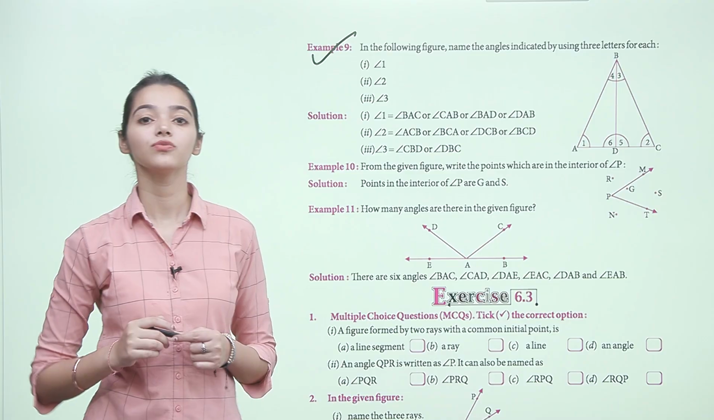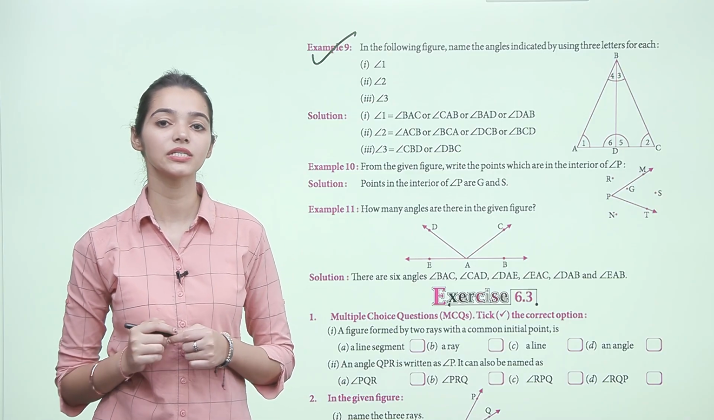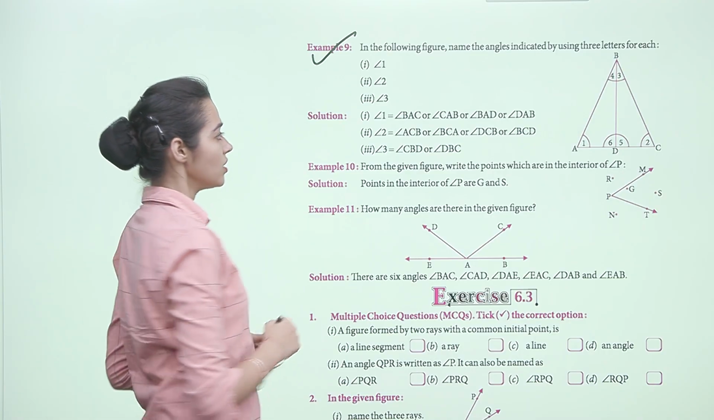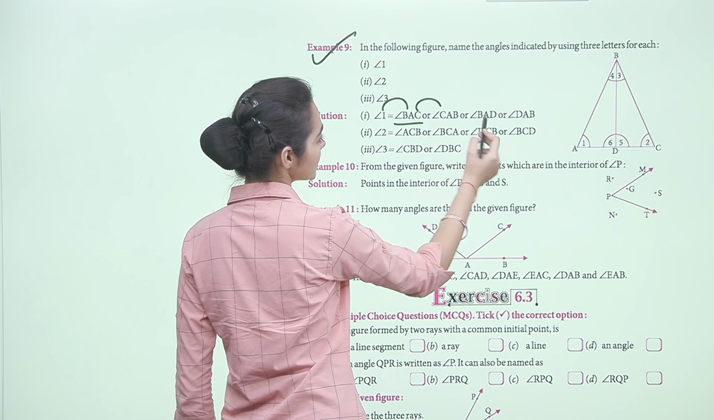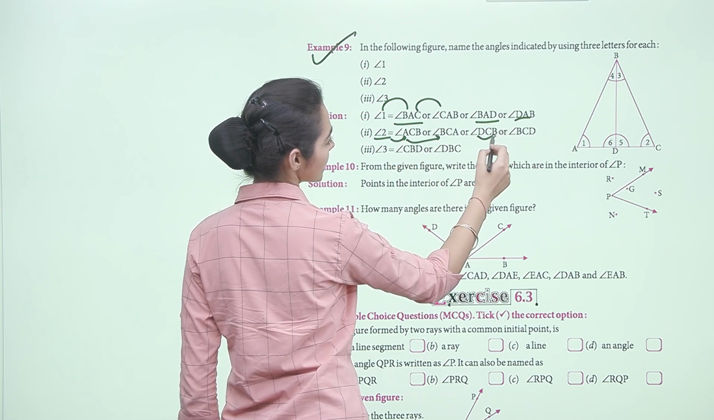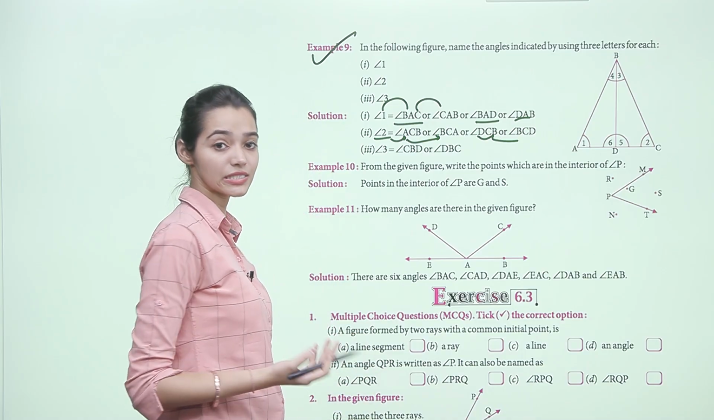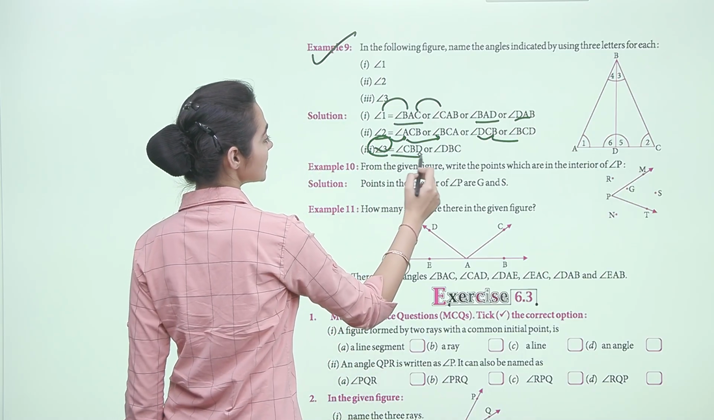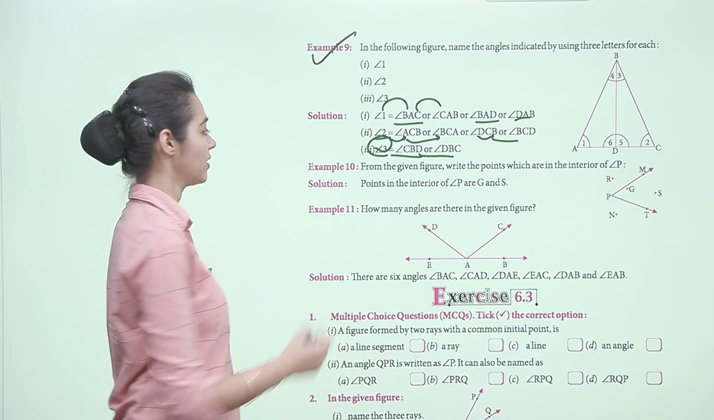In example number 9, in the following figure, we have to name the angles indicated by using 3 letters. So the first one is angle BAC or angle CAB, angle BAD or angle A. In the second one, it can be angle C or angle BCD or angle DCB. In the third one, it can be angle CDB or angle DBC.